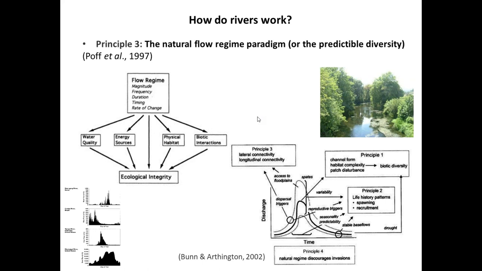So those five components are the five milestones of any flow pattern, of any flow regime. If we understand how those five are evolving in the river, how they were in the past, how they are today, and how they will be in the future according to different climatic scenarios, we can understand how those four attributes, quality, sources, habitats, and interactions are going to be. And finally, we are going to understand properly how healthy the river is and how adaptable it is to future difficult scenarios.